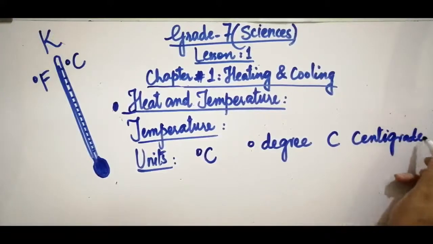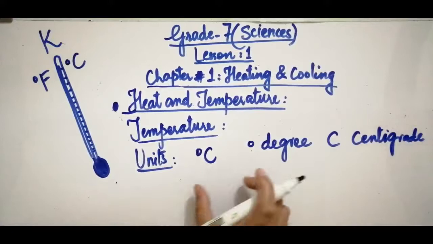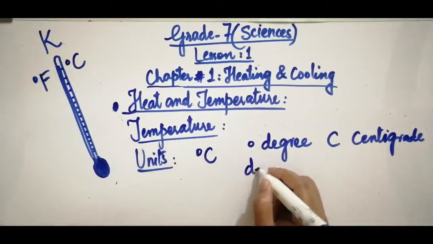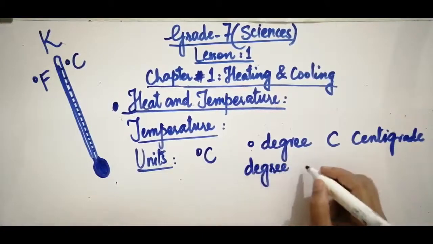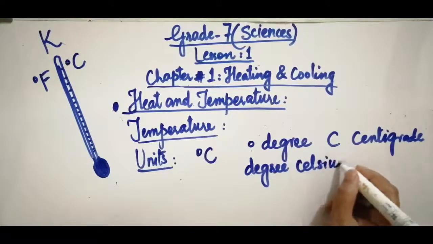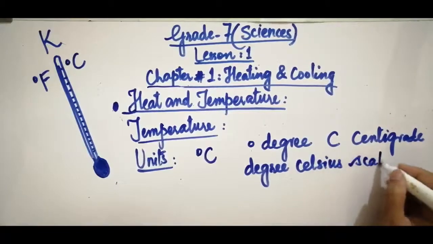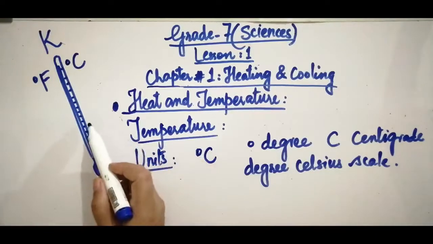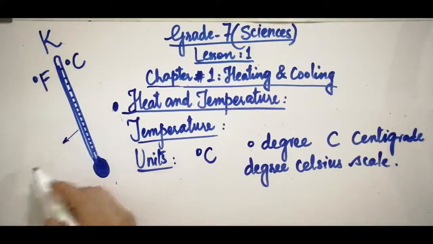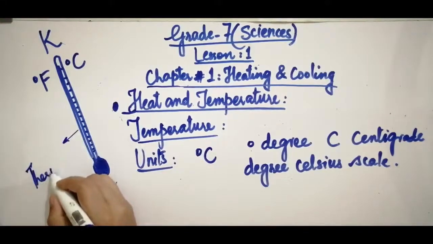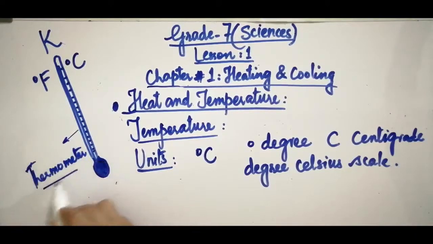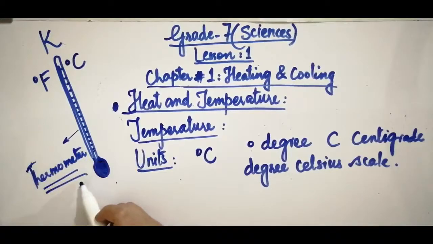Centigrade. So basically the scale on which we can measure the temperature is called the Celsius or degree Celsius scale. One more thing about temperature is that it can be measured by an instrument called a thermometer. This instrument is normally used to measure temperature.